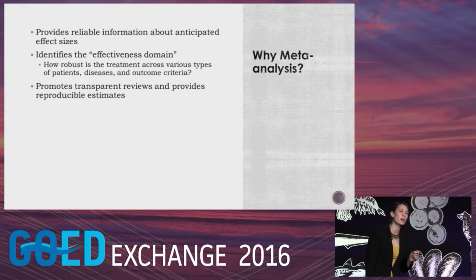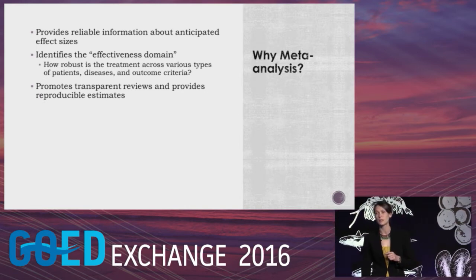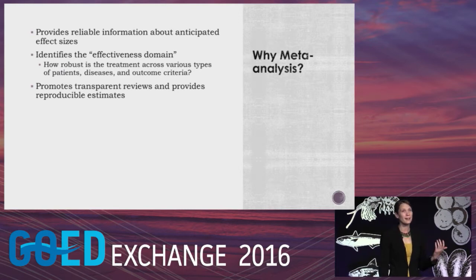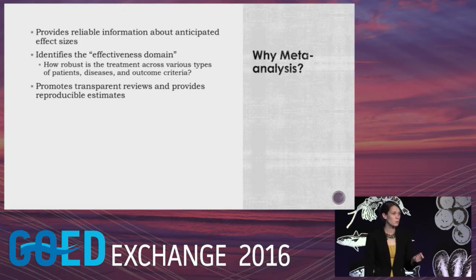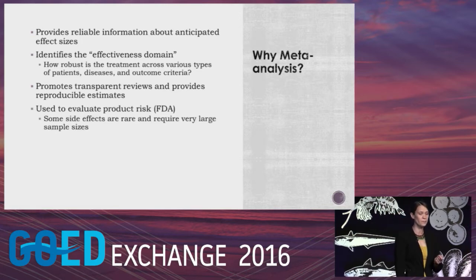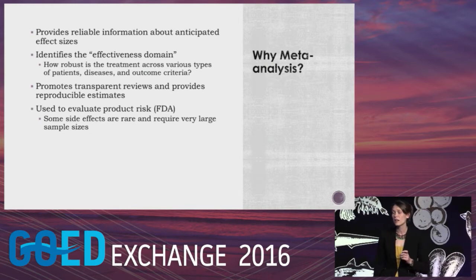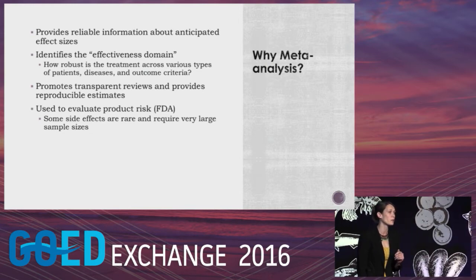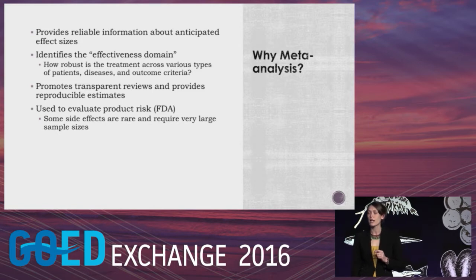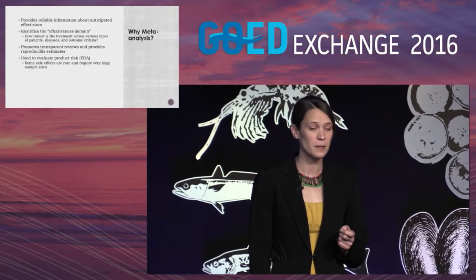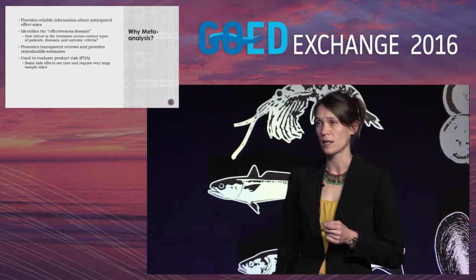It promotes transparent reviews and provides reproducible estimates. Before meta-analyses became popular, everything was very qualitative, and it's very difficult to reproduce qualitative work. So a meta-analysis gives us something that is really reproducible. Meta-analyses can be very helpful for evaluating product risk because a lot of these side effects can be very rare. So you need big sample sizes in order to identify adverse events. And this is how the FDA uses meta-analyses.